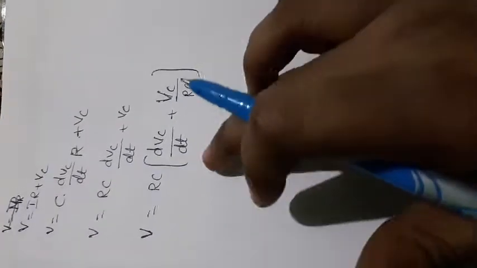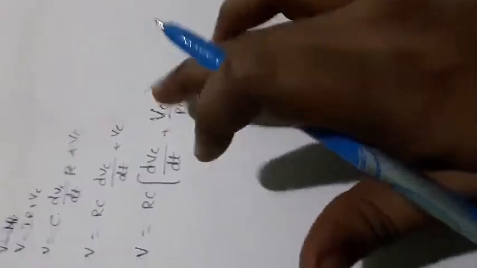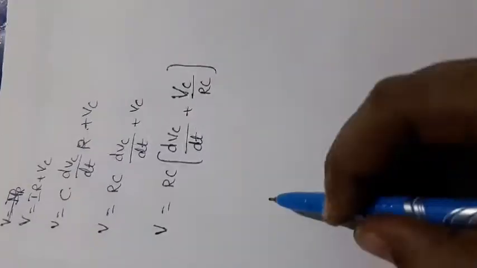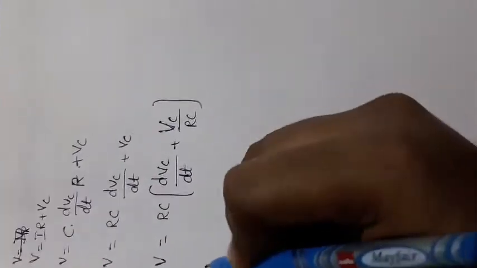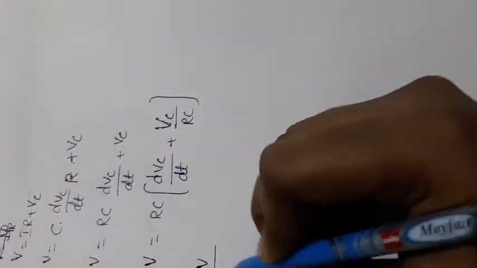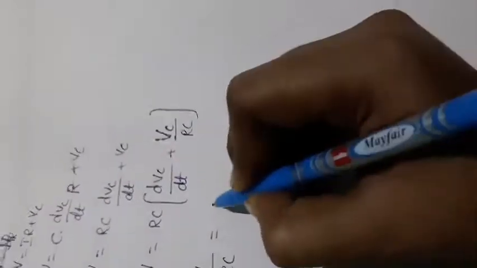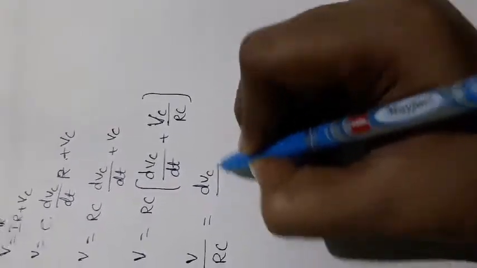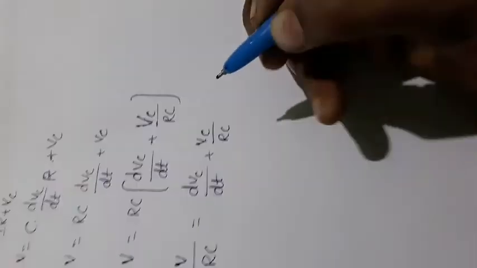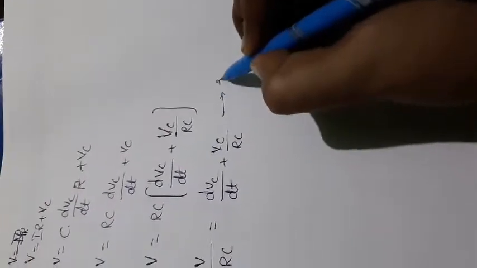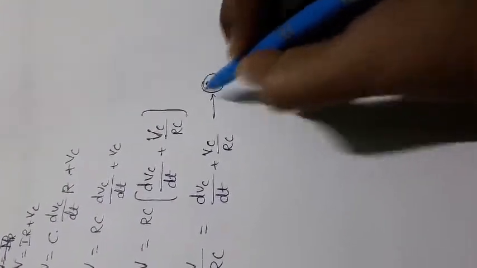V is equal to Rc into dVc by dt plus Vc by Rc. Now you can do one thing here: the Rc value comes to the left side, so that multiplication becomes division. So V by Rc is equal to dVc by dt plus Vc by Rc. So this is our equation number 4.